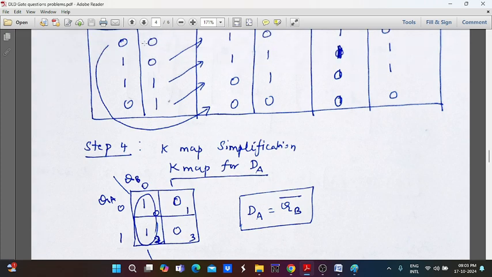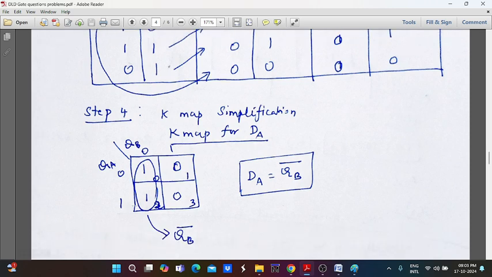And we have to compare this 0 0 and the corresponding DA value will be 1. That is put in the first cell. And 1 0, again the DA value is 1. 1 1 is 0, and 0 1 is also 0. So those values are put in the corresponding cells and we can make these two 1s a single group.